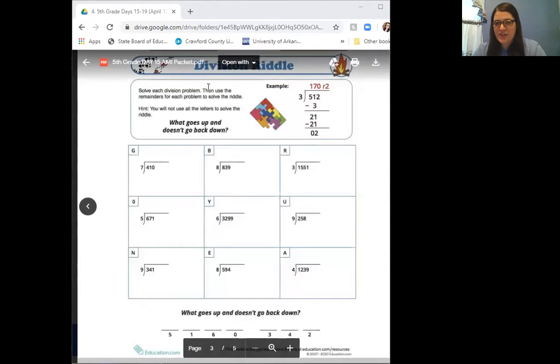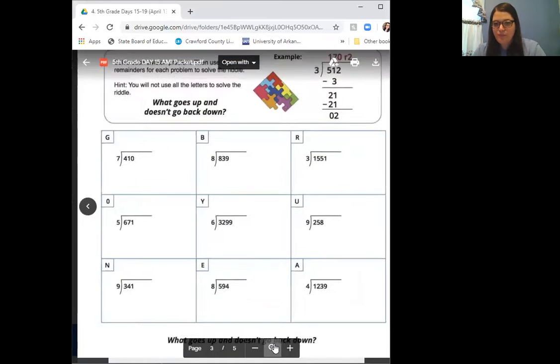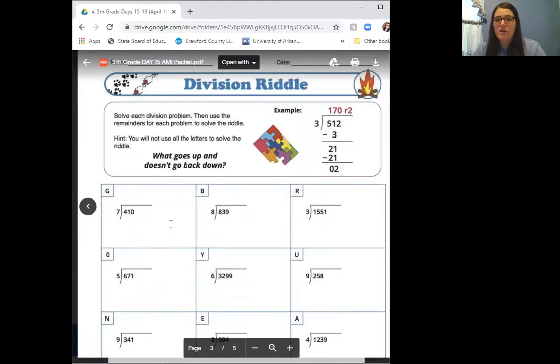So that skill review worksheet, if you choose to do it, today the skill it is reviewing, let me scroll on down to it, is division. I'll share that with you guys. So this is the division worksheet that they're having you do today as a review. So it's just reviewing division.